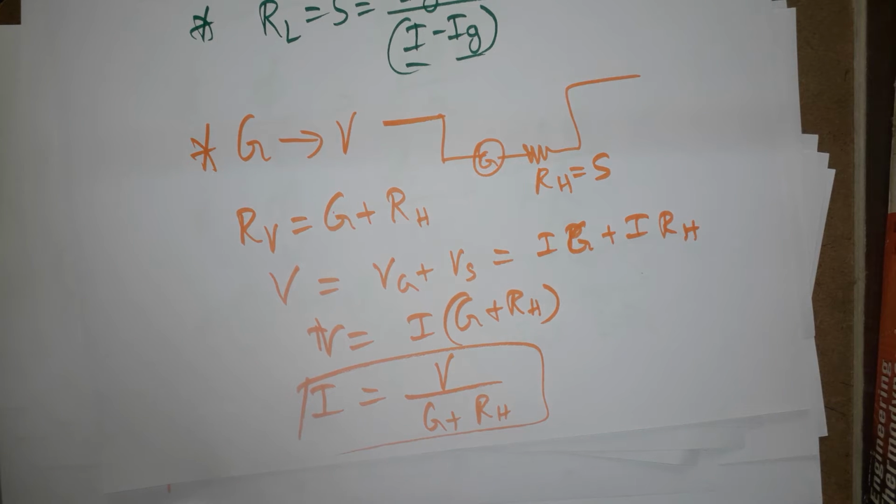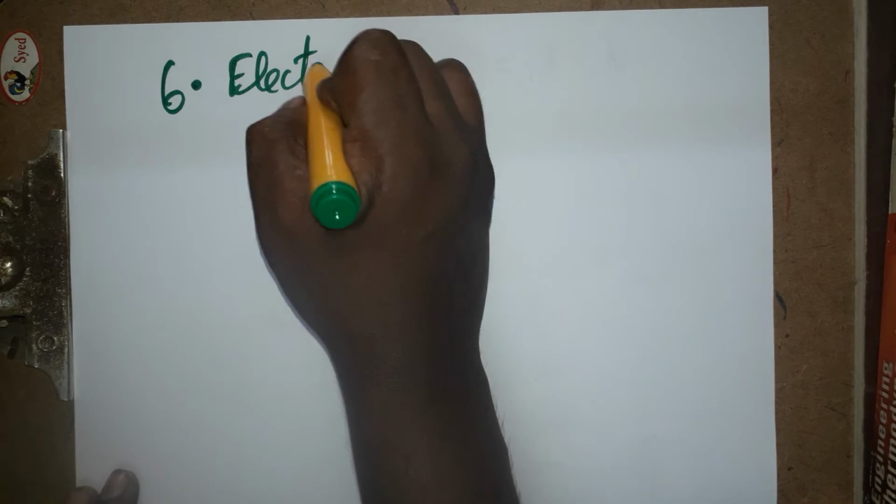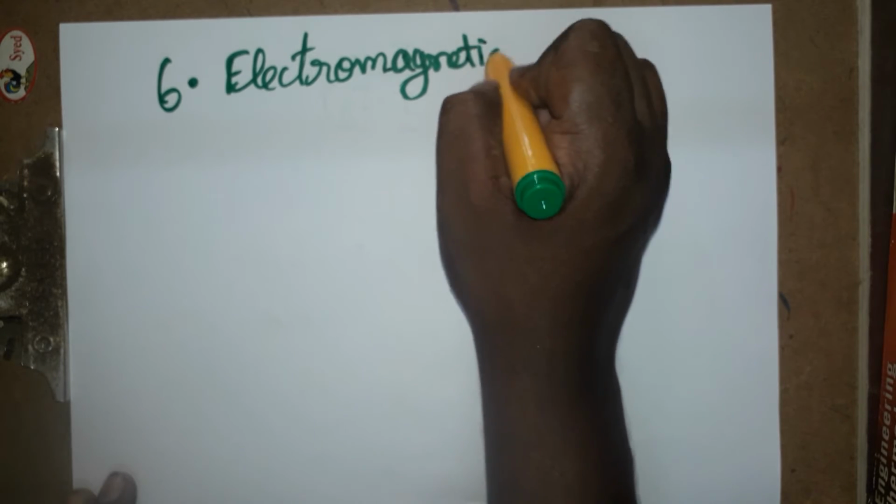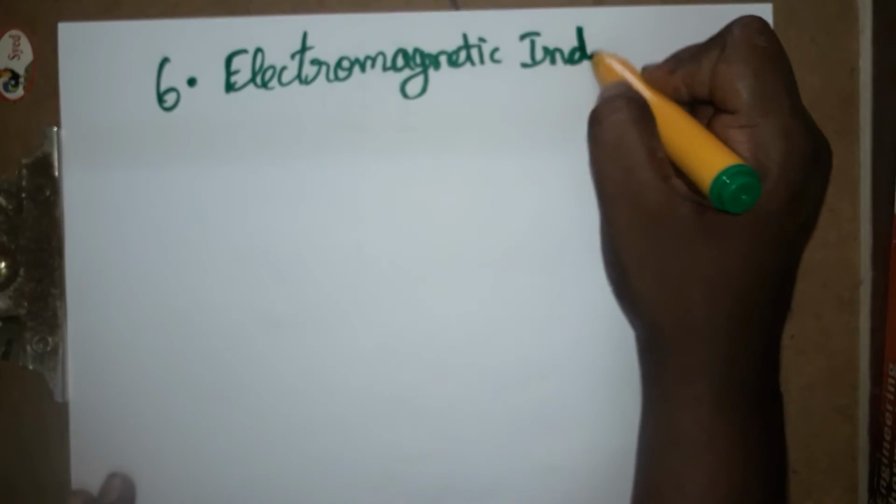Now I am going to move to the next chapter, chapter 6, electromagnetic induction. I'm revising all the formulas from the class 12 physics NCERT textbook. Right now I'm going to start with chapter 6, electromagnetic induction.